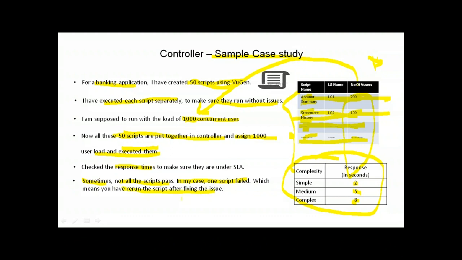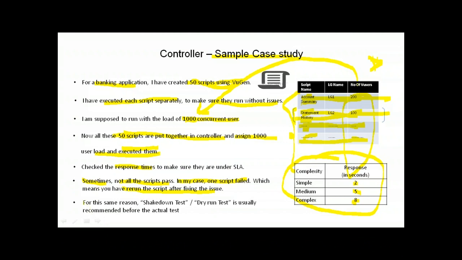First we have to identify which script has failed. You have to go back to VuGen and understand why it is failing, fix any issues related to the script, upload that script into the controller again, and rerun your load test again. Let's assume the statement history script is the one that failed. You identify the issue, go back to VuGen, fix it, come back, upload the fixed script into the controller and rerun the test. So this is what you will do in performance testing. In general, these are the things that will happen.